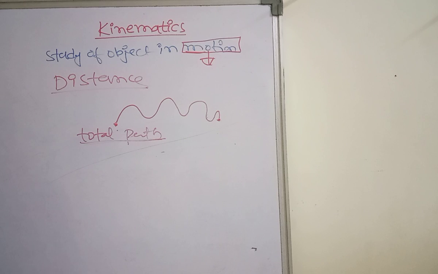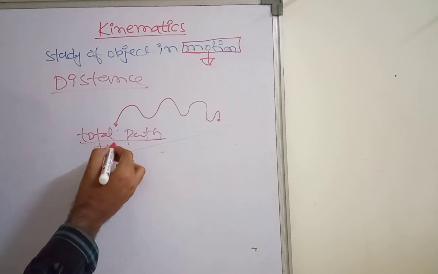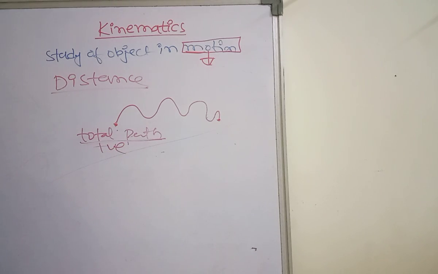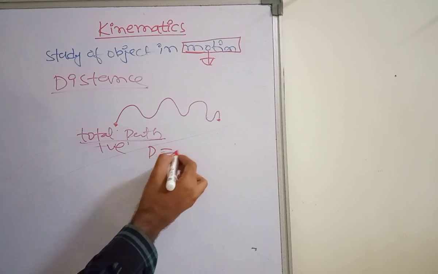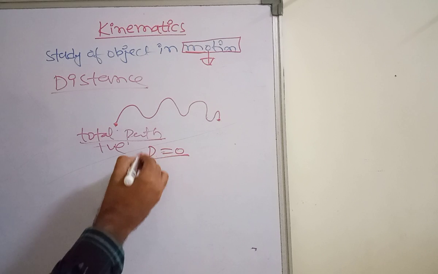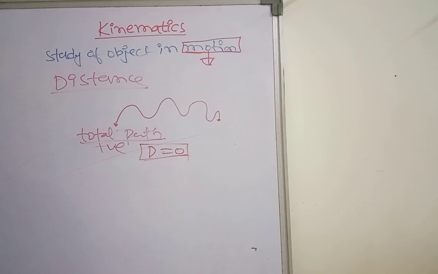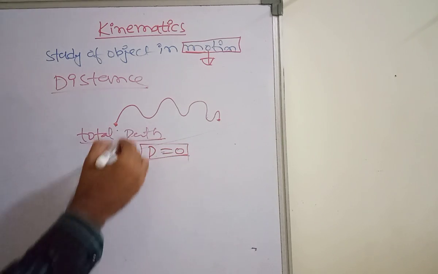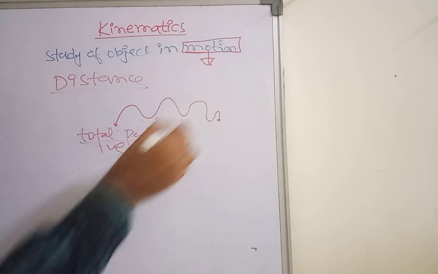Distance is always positive. So distance d is equal to 0. Suppose the distance is 0, then the object is at rest. If the object is at rest, the distance is equal to 0. Distance always adds up.